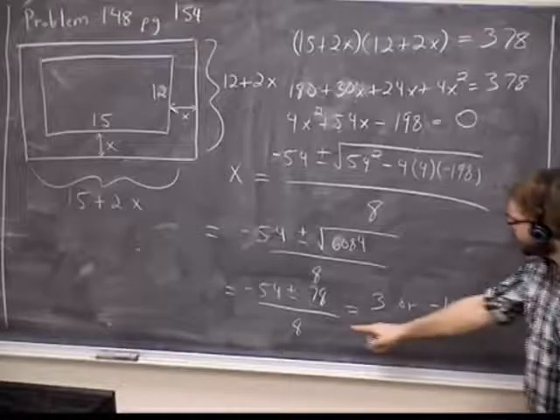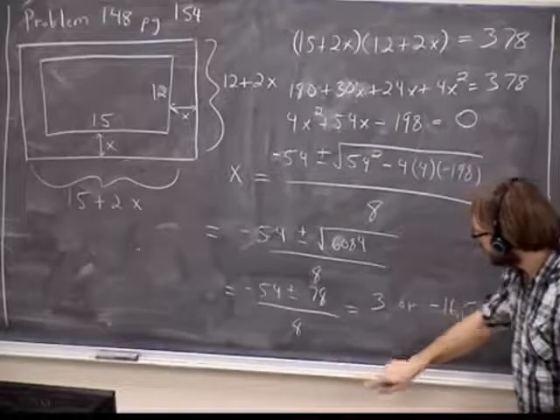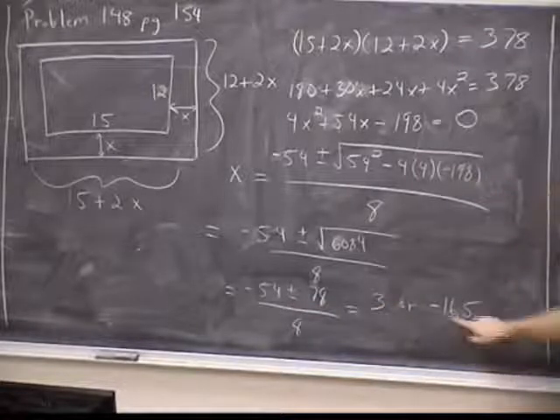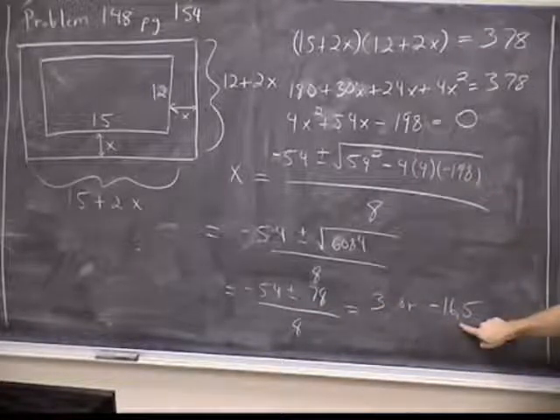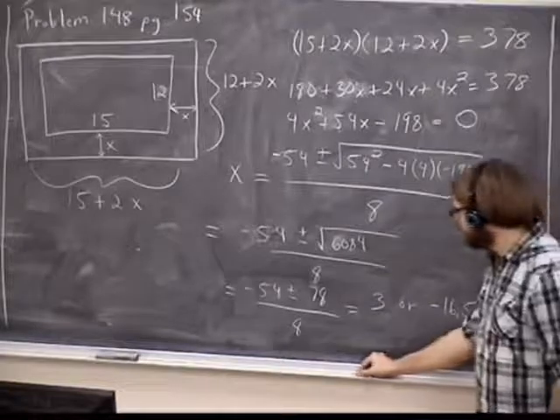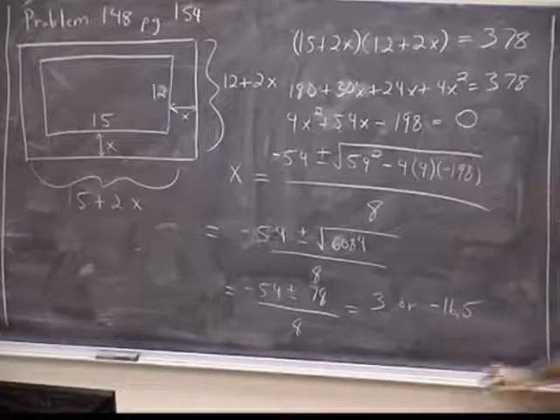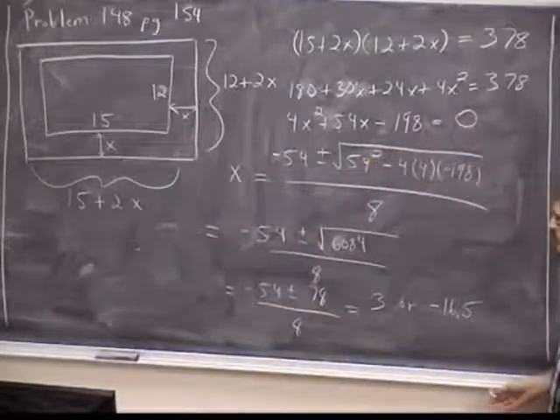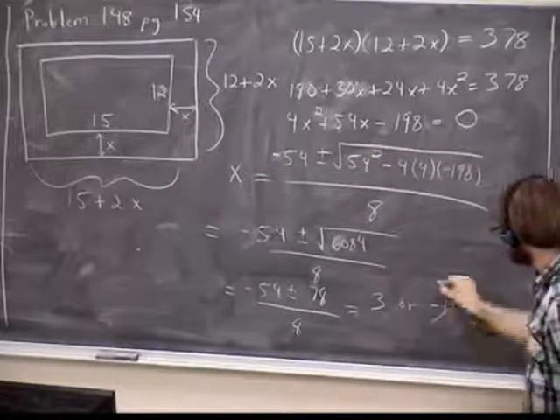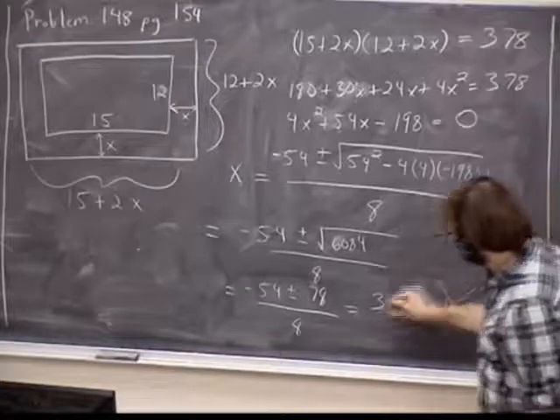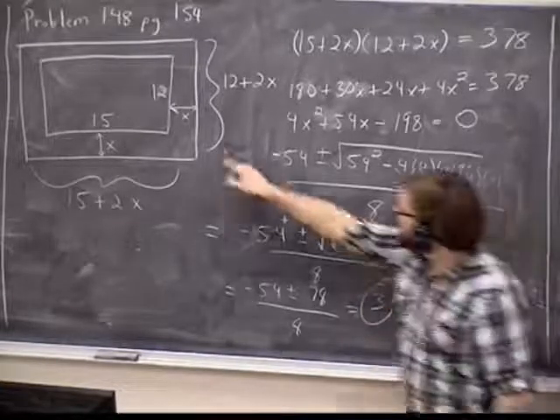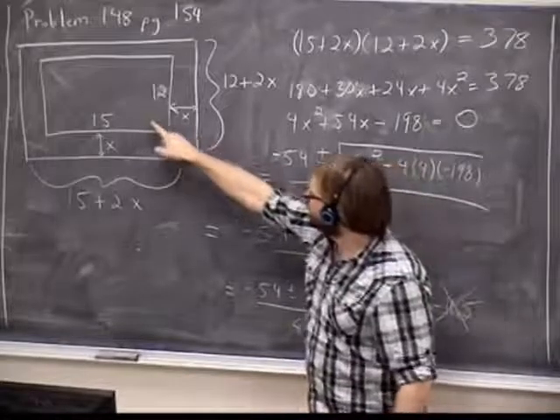And when you work that out, when you put the plus sign in, you get 3. And when you put the minus sign in, you get negative 16.5. Now for our problem, a negative value doesn't make sense because we're trying to find some length. And so you can't have a negative length, which means this is ruled out. So 3 is our solution. The width of the path around the garden was 3 feet.